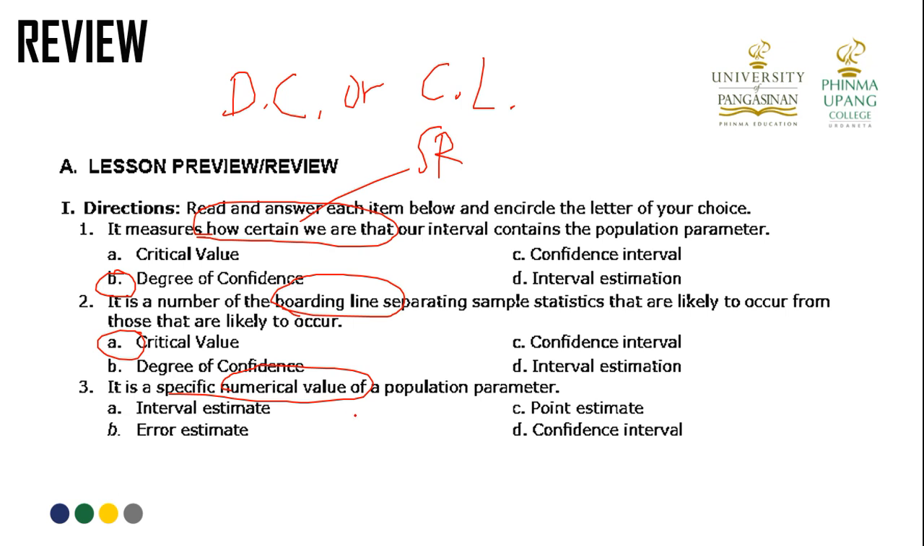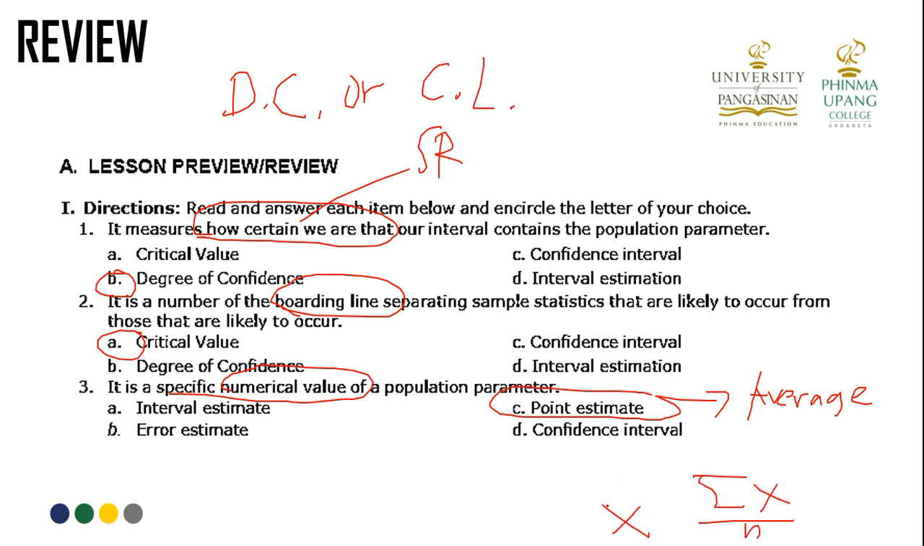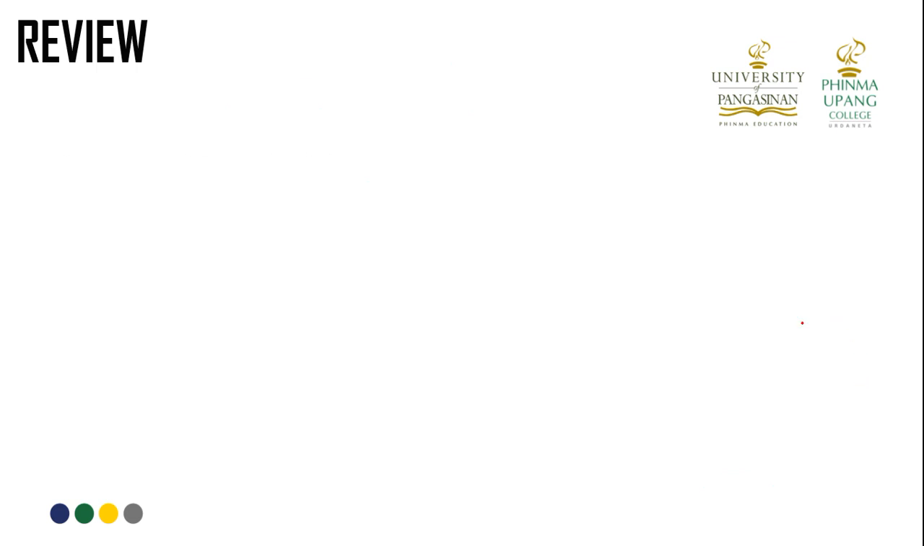This is the two types of estimator. Number 1 is the point estimate, and number 2 is the interval estimate. So ano yung sagot? This is letter C. This is the best point estimate, which is the point estimate. It is same lang po sa pagkuha ng average or ng mean. Okay? Summation of x all over n. Same lang po yan sa mean.